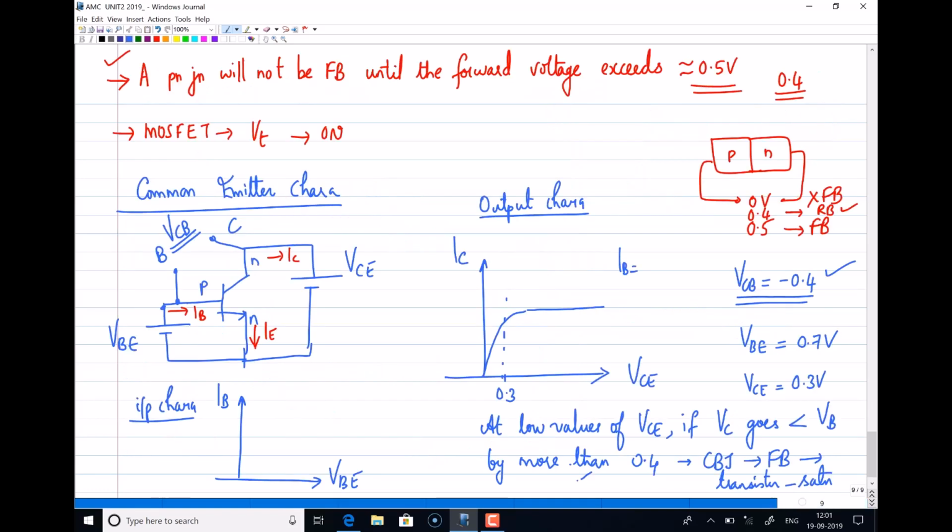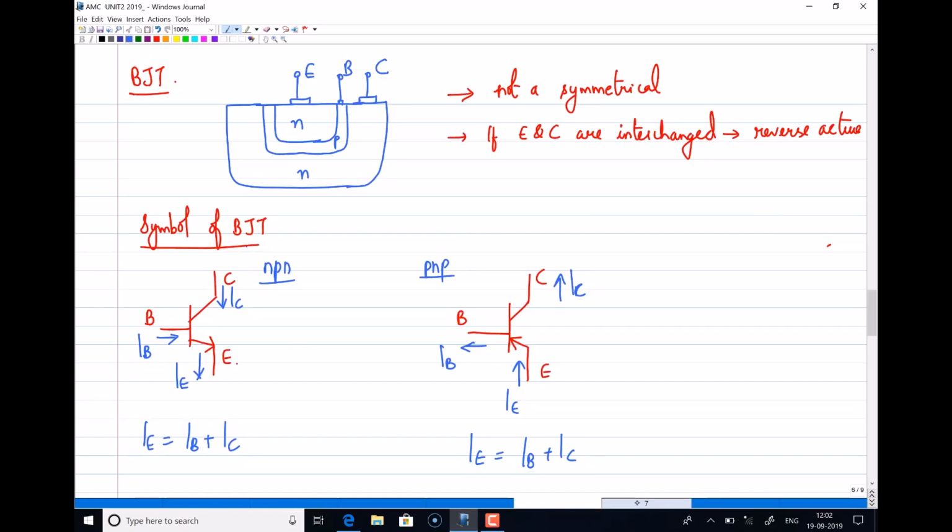Now compared to the common base characteristic, where your collector current is equal to alpha times IE, here you have input current as IB, and we know the relation between IC and IB is IC equals beta times IB. If you look at the characteristics, you can see a little more slope compared to your common base configuration. This is due to a phenomenon called base width modulation, which we will discuss shortly, or we call this the early effect.